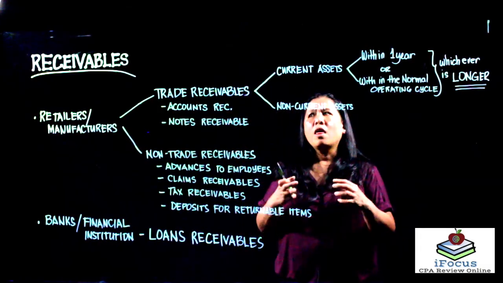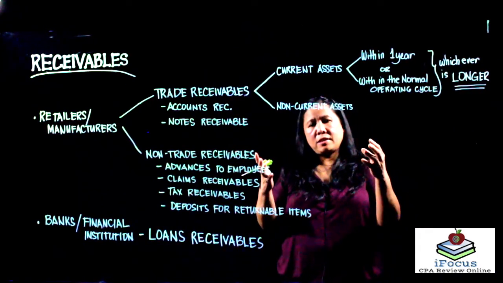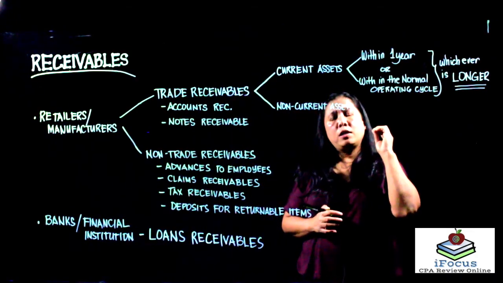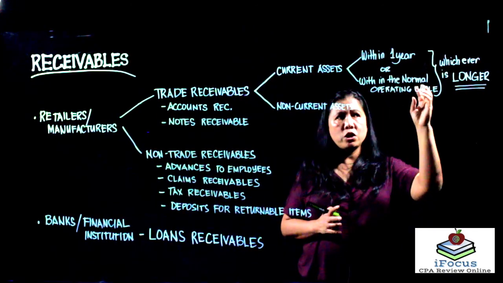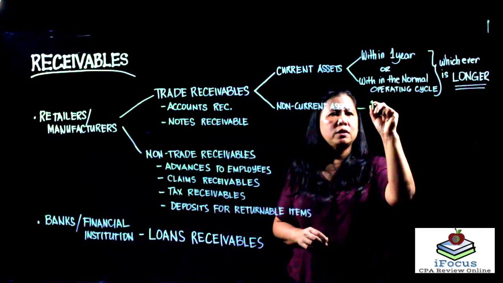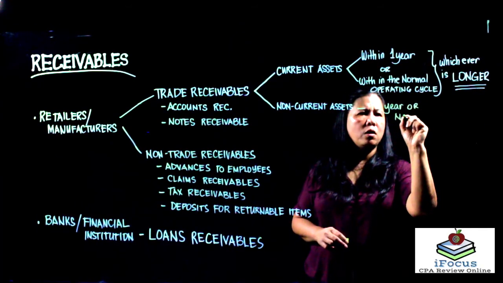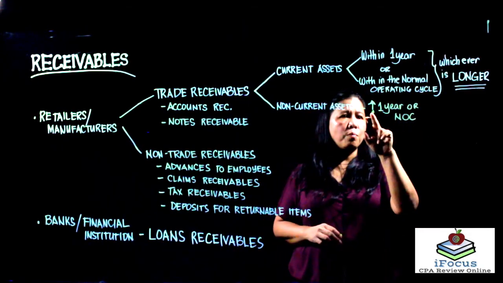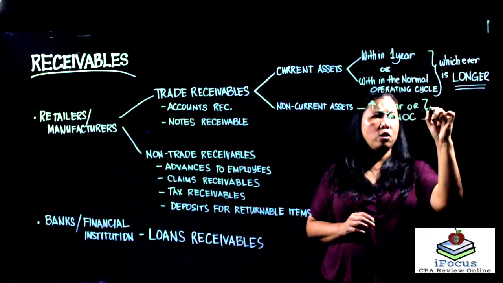We consider a trade receivable as a non-current asset if the collectibility of the receivable is beyond 1 year or beyond the normal operating cycle, whichever is longer. So this is above 1 year or above the normal operating cycle, whichever is longer.